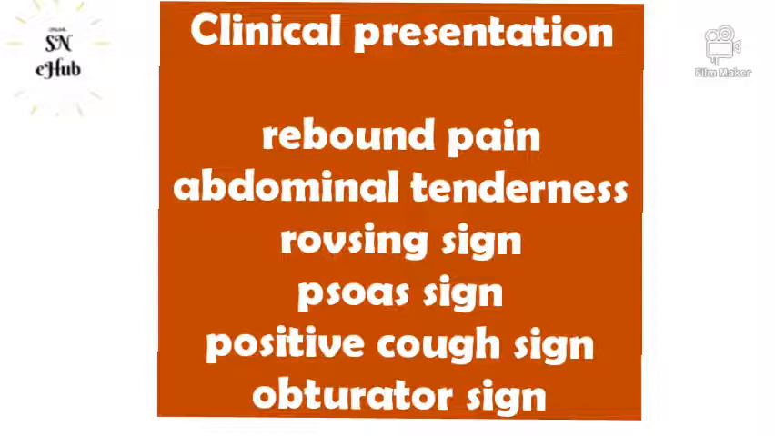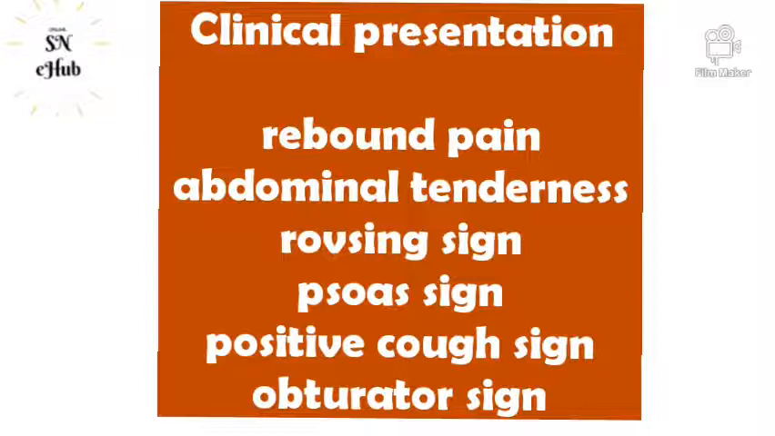We also have a positive cough sign, which is also known as Murphy's sign. A positive cough sign is pain on the McBurney's region when someone is coughing. So you tell the patient to cough, and whenever you elicit pain on the McBurney's region, just know that you are talking about a positive cough sign.